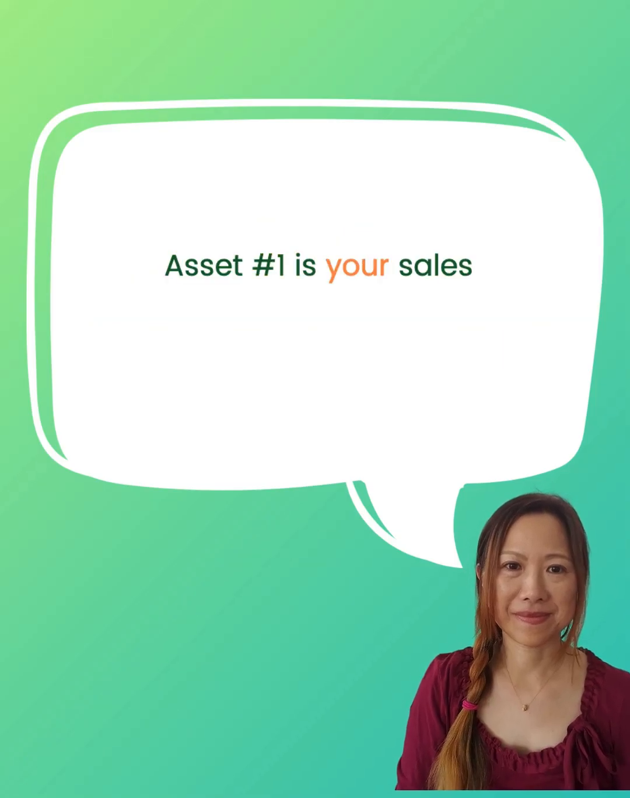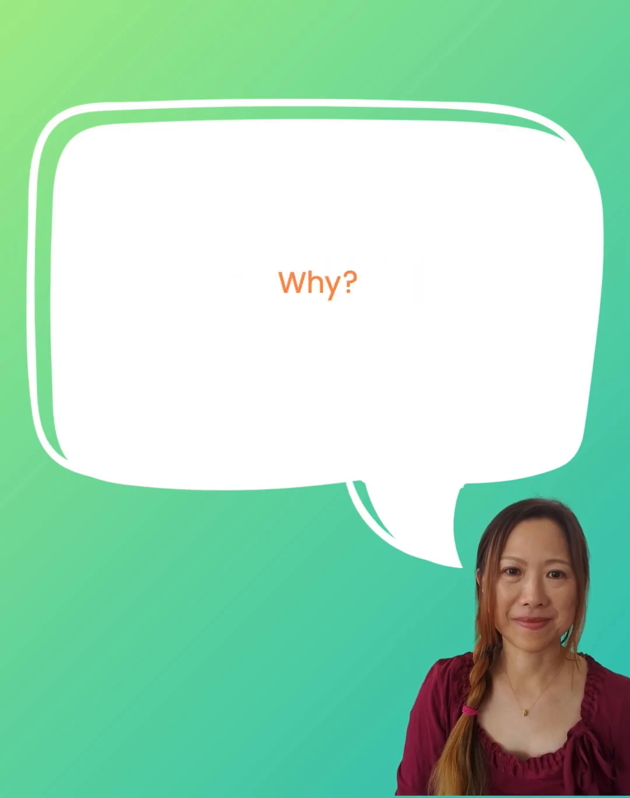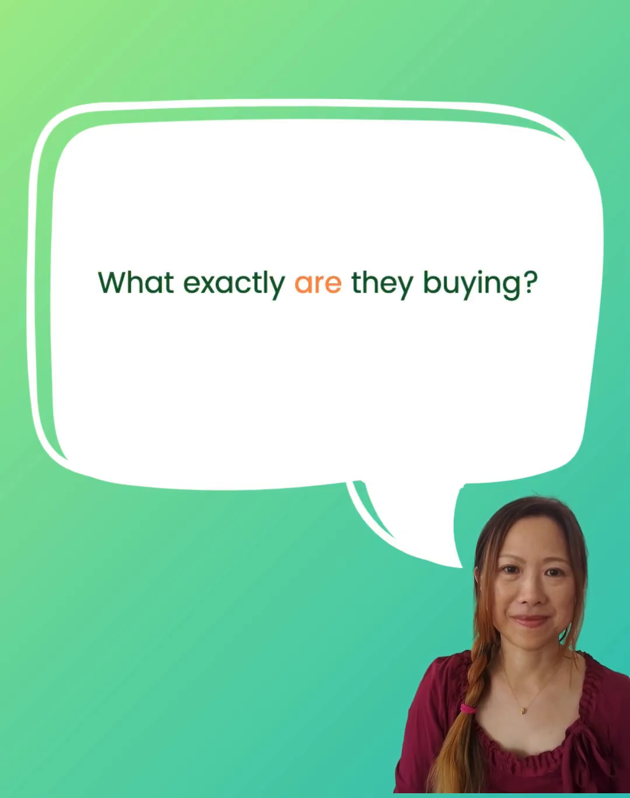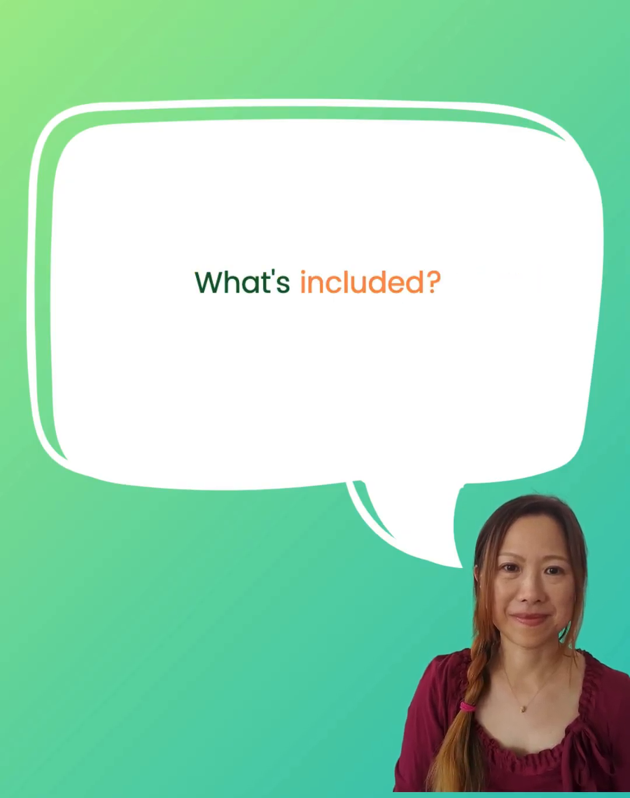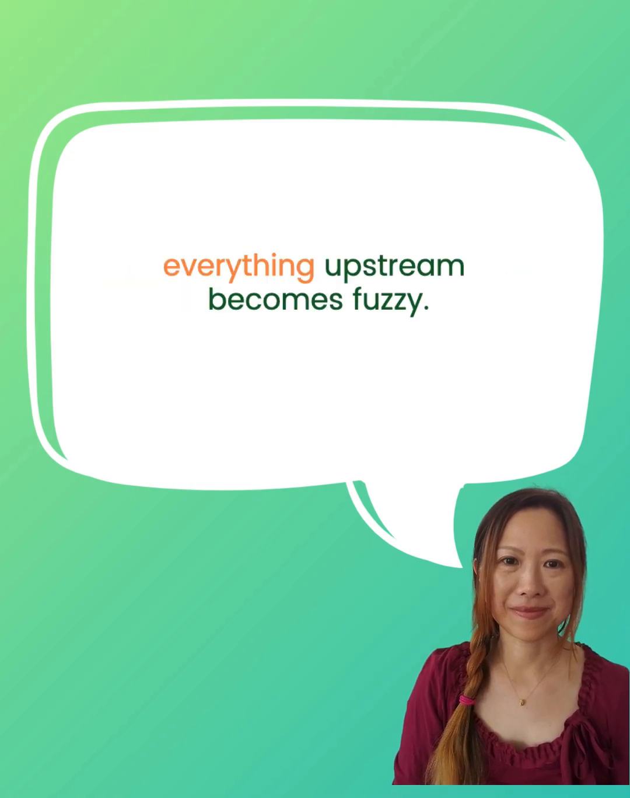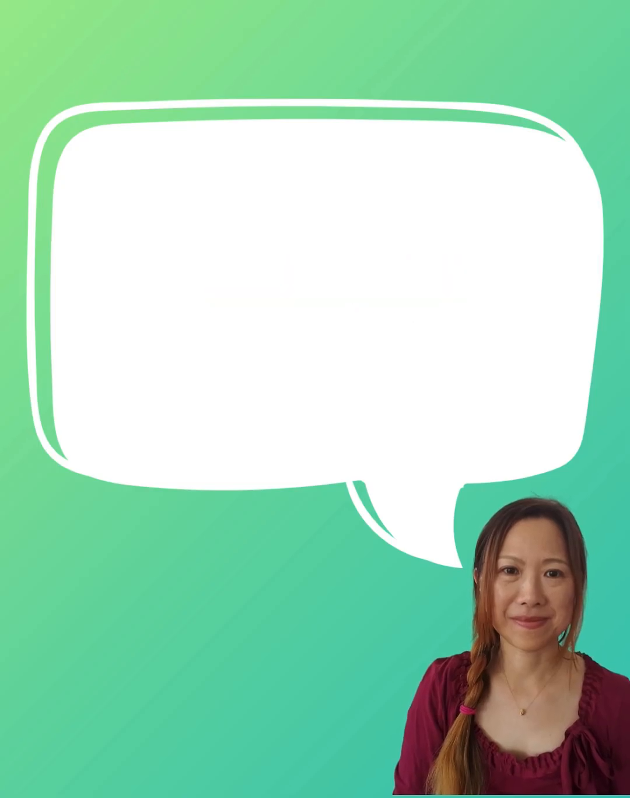Asset number 1 is your sales checkout page. Why? Because it forces decisions. What exactly are they buying? What's included? What's the price? What's the guaranteed terms? If this isn't clear, everything upstream becomes fuzzy.